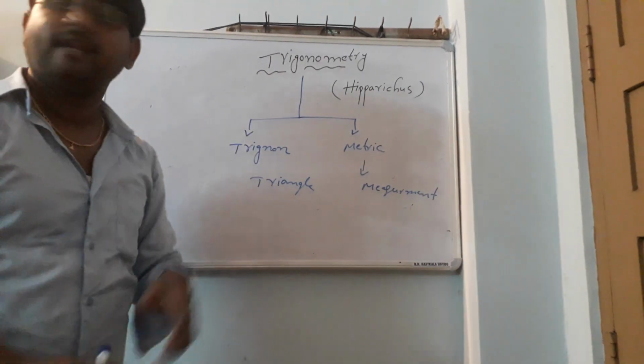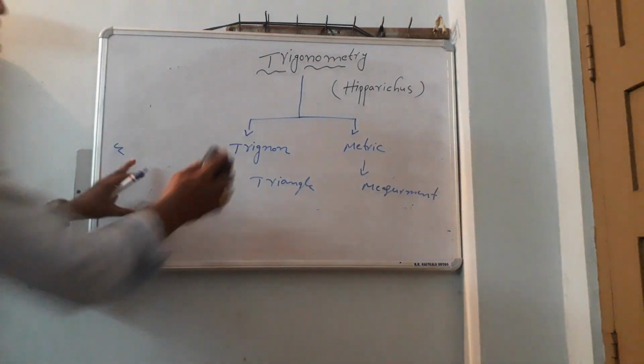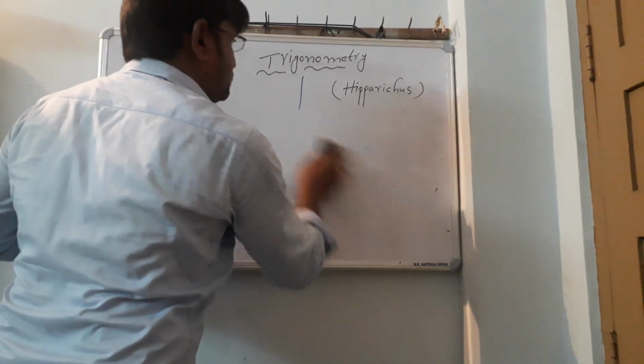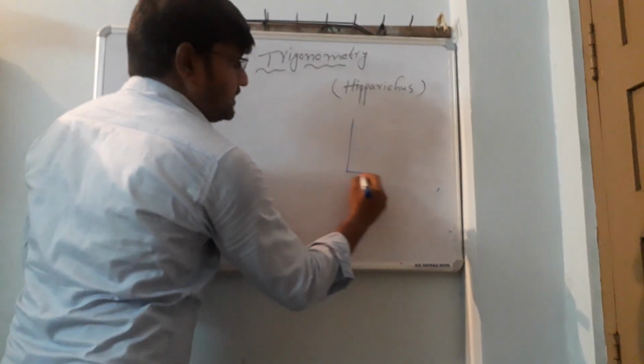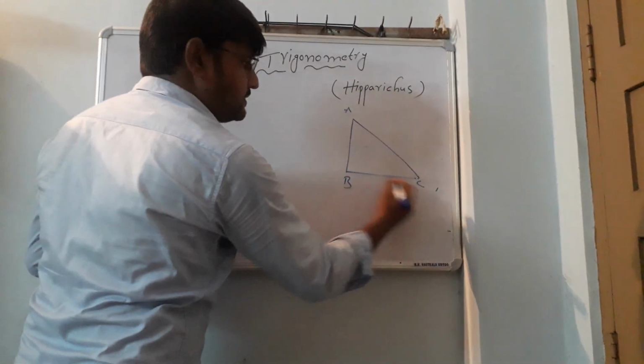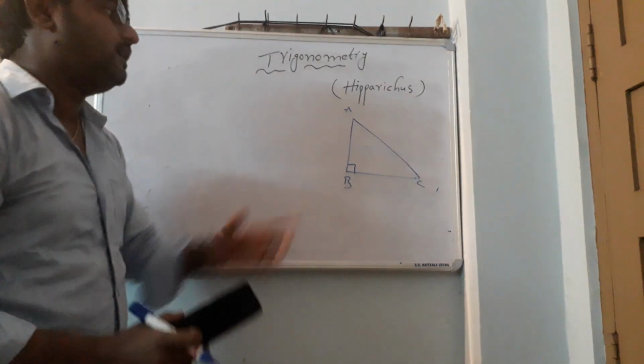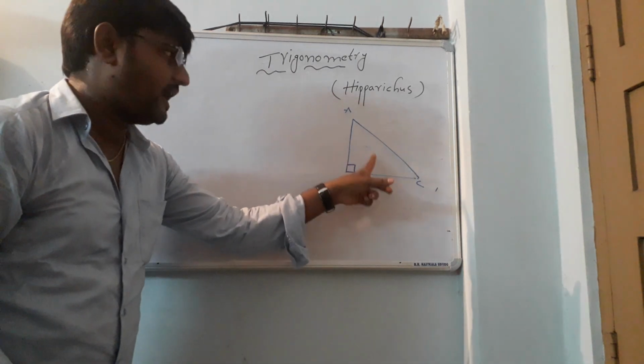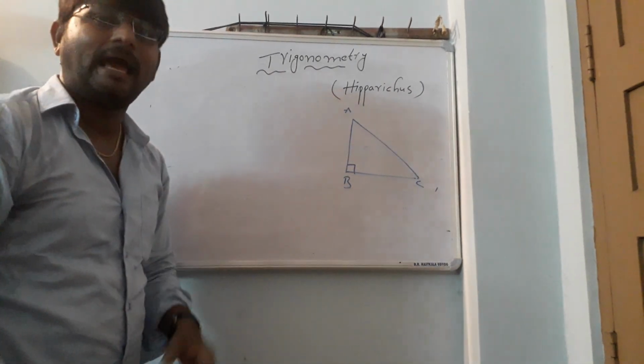So I will take one right angle triangle. This is right angle triangle ABC, with the right angle at B. Before going to explain this triangle, I will explain what an angle is.